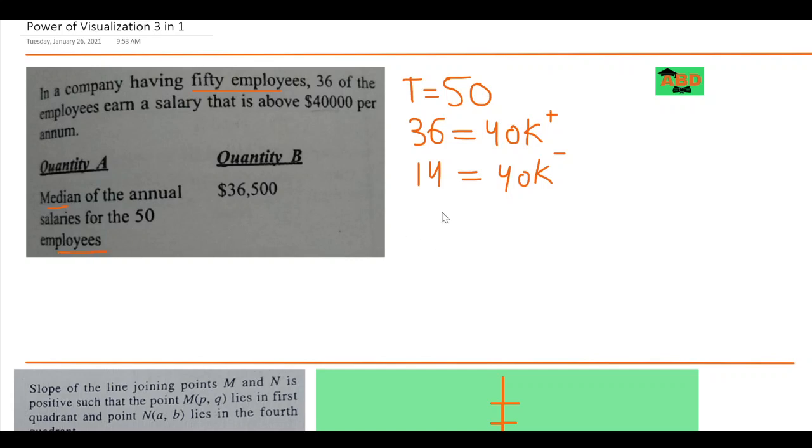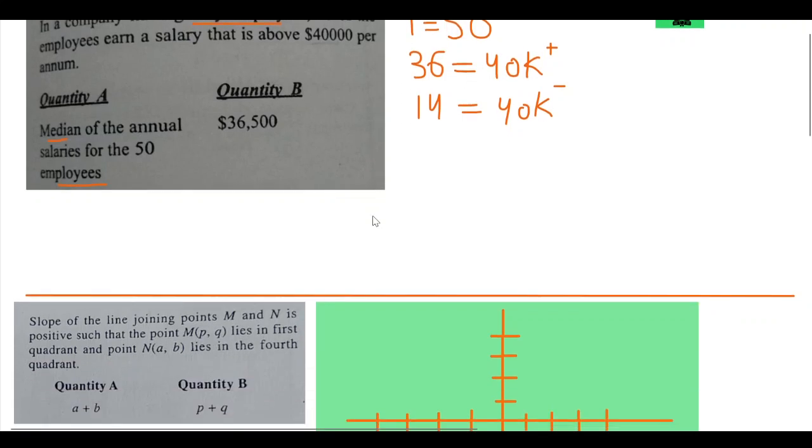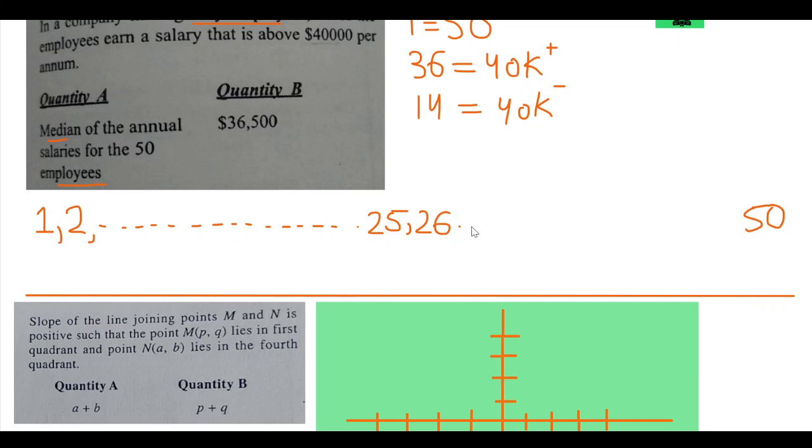The best way to solve this type of question is again to visualize a scenario. So we're going to start with this being the first employee, this the second employee, dot dot dot, and here is the last one, the 50th. Then somewhere in the center, what's going to be the median? The 25th and the 26th, right? The mean of the 25th and the 26th.